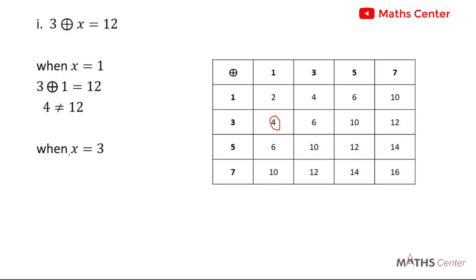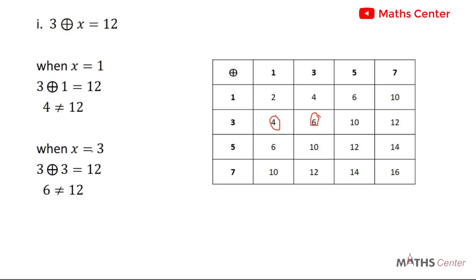The next element is 3. So you try for when x is equal to 3. When x is equal to 3, the equation will become 3 plus 3 is equal to 12. So we have to check our table. What is 3 plus 3? From the table, 3 plus 3 is 6. Once again, we know that 6 is not equal to 12. So we can say 6 is not equal to 12, which means that x is not 3.